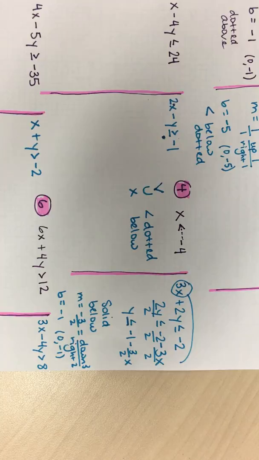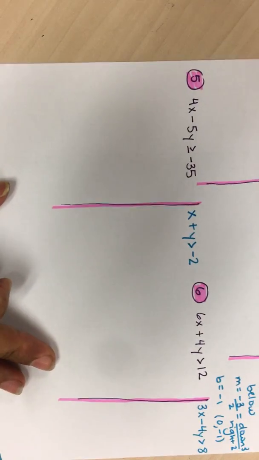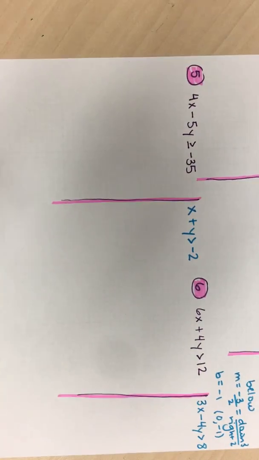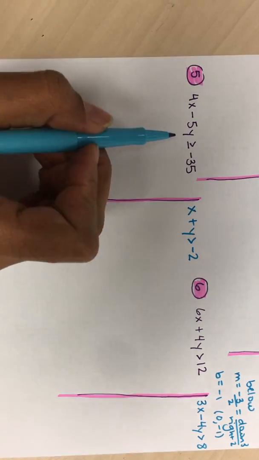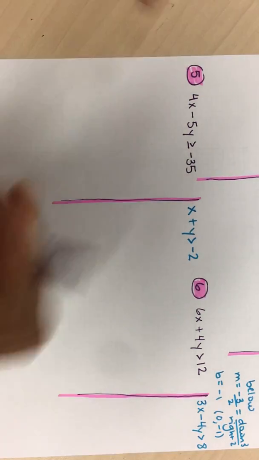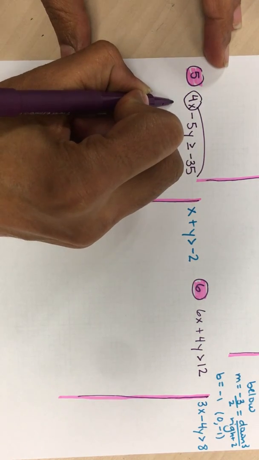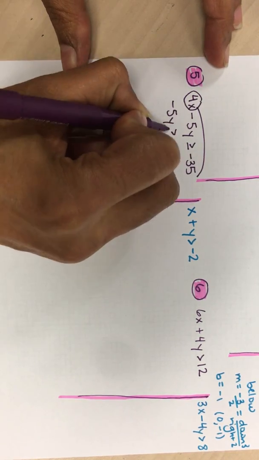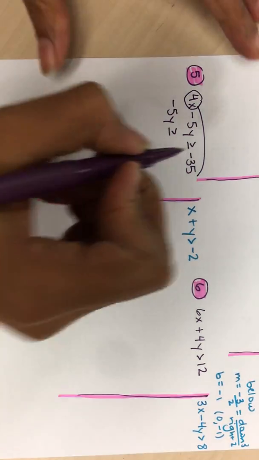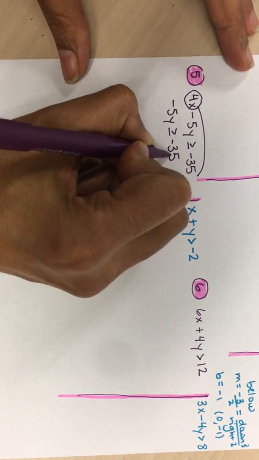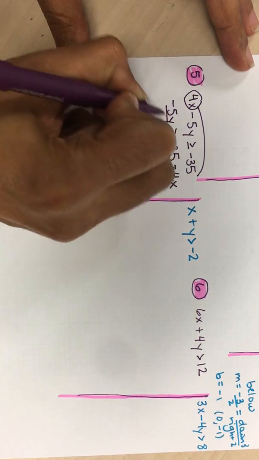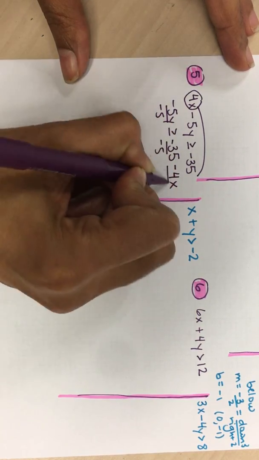All right, moving on. Let's do a freebie for your homework. For those of you who are watching this and trying to do their homework, let's do number 5. Here we go. 4x, grab it, jump it, change the sign. Okay, -35 minus 4x, divide, divide, divide.